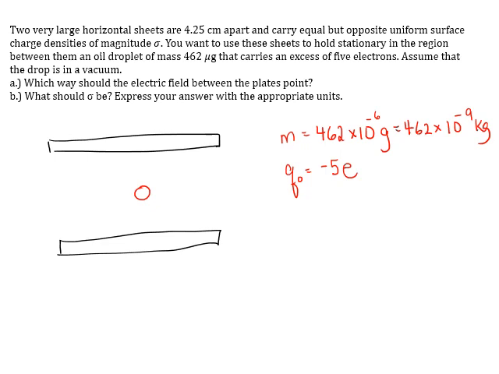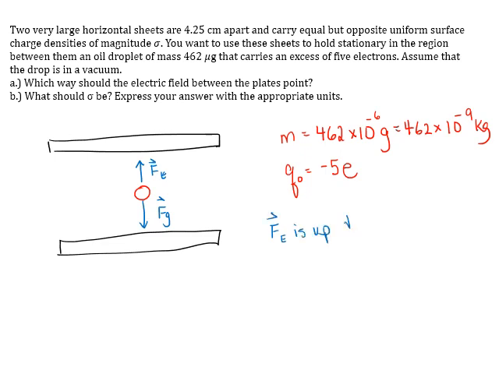So which way should the electric field point if this little droplet is going to stay still? So if we think about why it stays still, we know that there is a downward force on it. That's the force due to gravity. That's equal to its weight. In order for it to stay still, there must be an upward force. And that's the electric force. So since Fg is down, Fe is up.